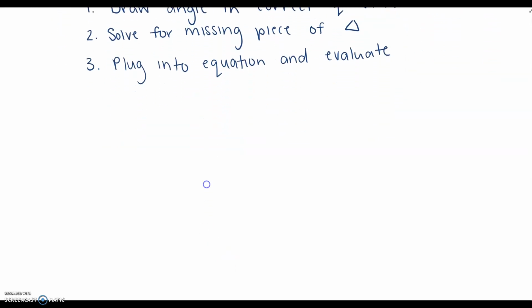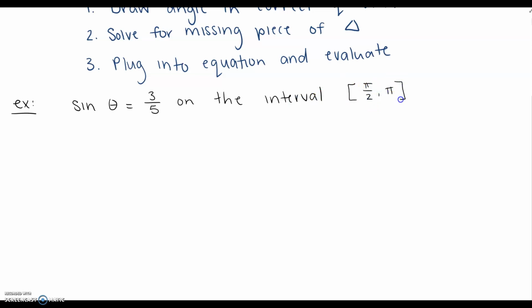So for your first example, we'll do it together and then you'll do a U-try. Given sine of theta is equal to 3/5 on the interval, hard bracket pi over 2, comma pi, find sine of 2 theta, we're going to do 3 of them, cosine of 2 theta, and tangent of 2 theta.